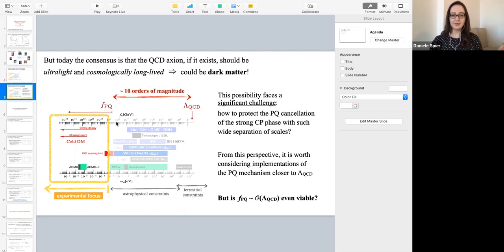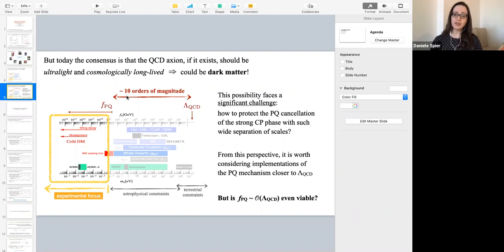Now, I suppose this audience is familiar with a significant challenge with this possibility. If you want the axion to be ultralight and cosmologically long-lived, then you have to implement the breaking of the PQ symmetry, and therefore the PQ mechanism, at very high scales, greater than 10^8 to 10^9 GeV. This means you're separating the solution to the strong CP problem from Lambda QCD, which tells you where the strong dynamics from QCD is taking place and where you have the strong CP problem, by some 10 orders of magnitude.